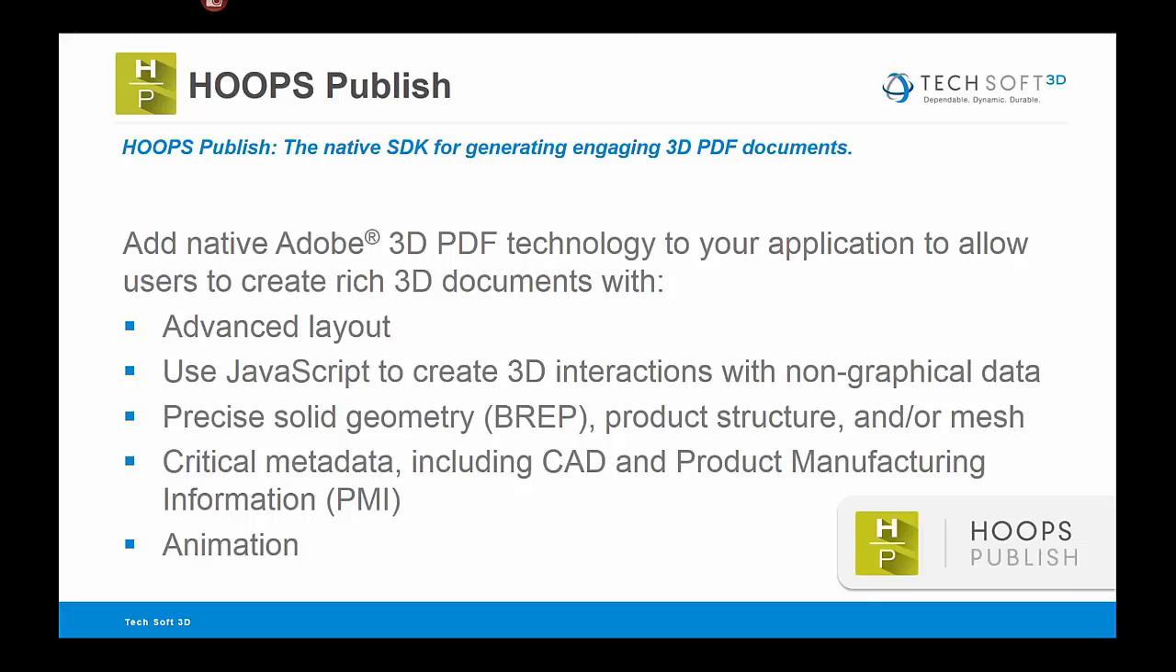The components actually create JavaScript that operates within the PDF file to create the behaviors. You have the ability to add custom functions if you wish. You can include the solid geometry, or include simply tessellated geometry if there are concerns about the precise geometry going out. You can include product structure, giving people a way to navigate through it. You can include or not include the PMI information, and you can include animations. All of those things can be offered out of the Hoops Publish SDK.